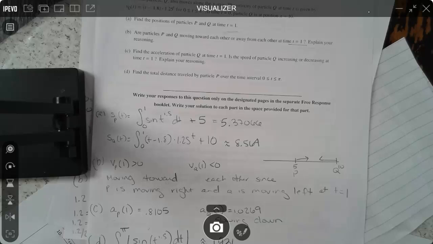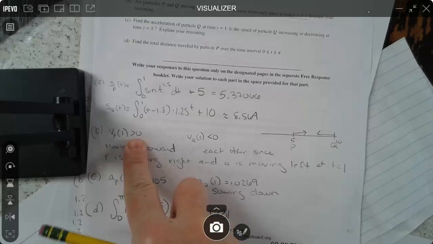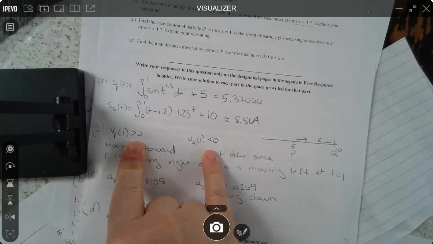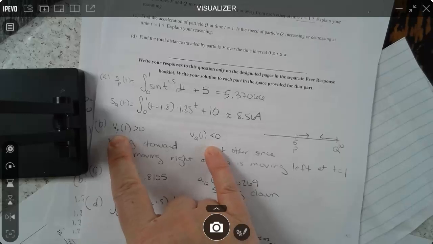All right, part B. Are the particles moving towards each other or away from each other at time 1? I really had to think through this a minute. I assumed this was what you were talking about, Slade, whenever you said you just had to think through it, that it was part B. So the velocity at 1 is positive. The velocity at 1 is negative. So P is moving to the right. Q is moving to the left.